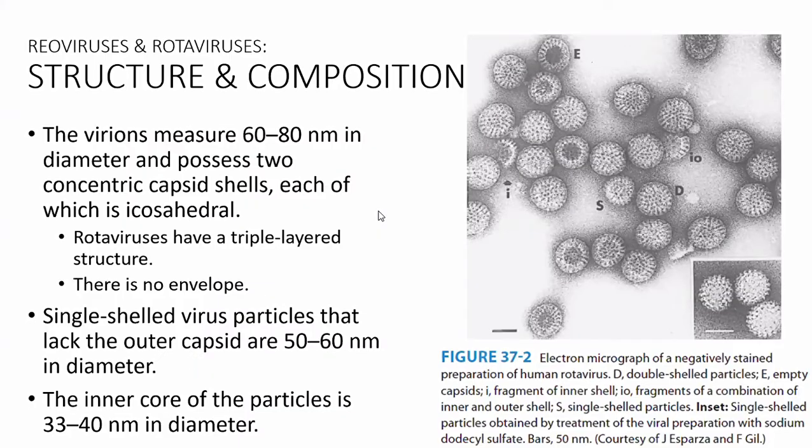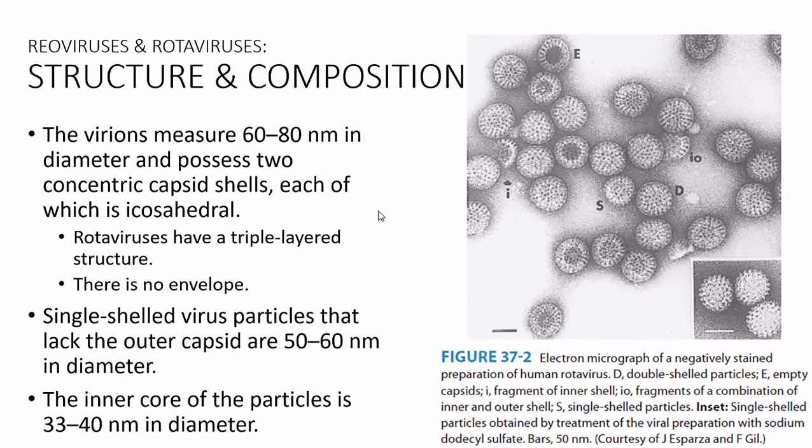For the structure and composition, the virions measure 60 to 80 nanometers in diameter, and they possess two concentric capsid shells, each of which is icosahedral. However, rotaviruses have a triple-layer structure, and there is no envelope. Single-shelled virus particles that lack the outer capsid are 50 to 60 nanometers in diameter, while the inner core of the particle is 33 to 40.